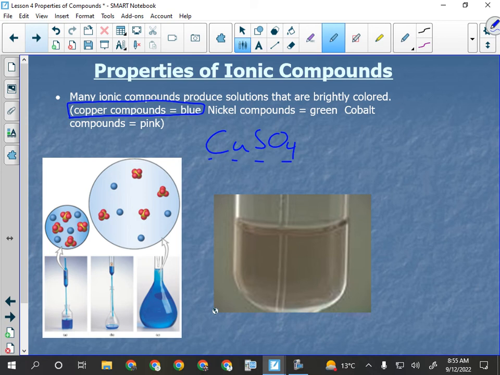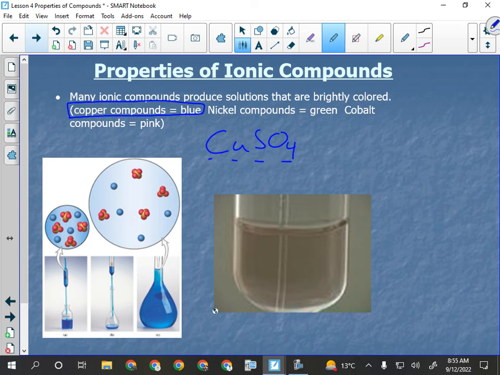It's going to dissolve easily in water because most ionic compounds are soluble, and its solution will conduct electricity. Now all I have to do is go through my observations and find that one was a blue crystalline solid, it dissolved easily in water, and it conducted electricity. Boom, that one's copper sulfate. Everyone okay with that idea?